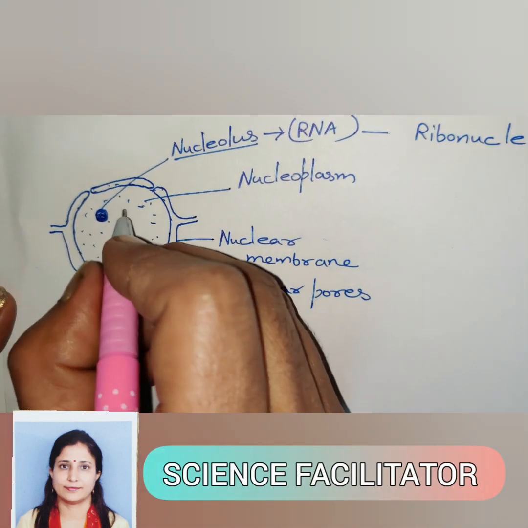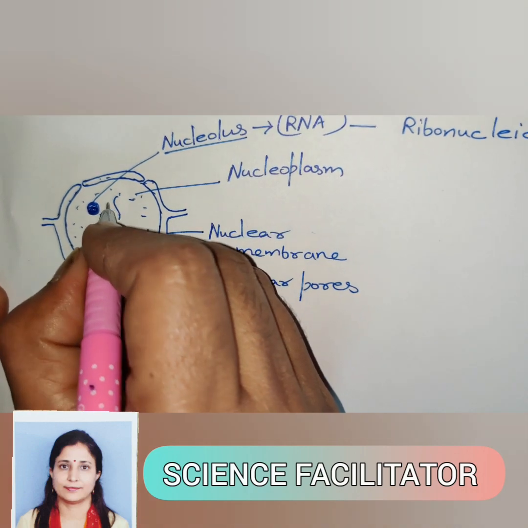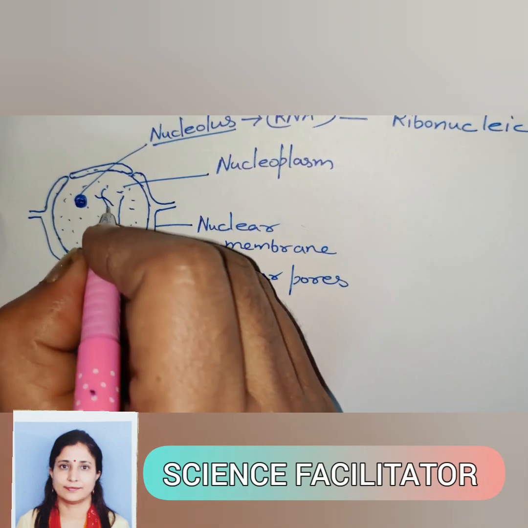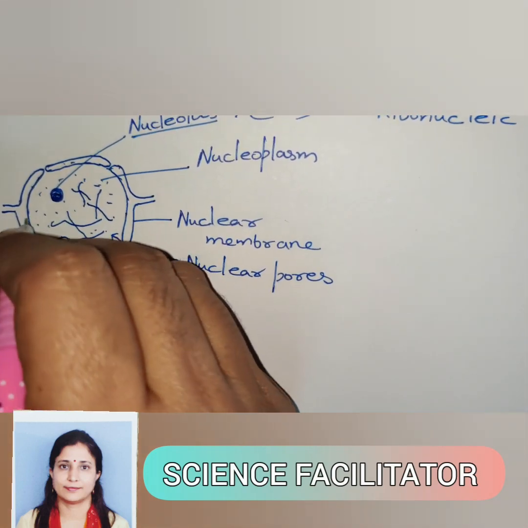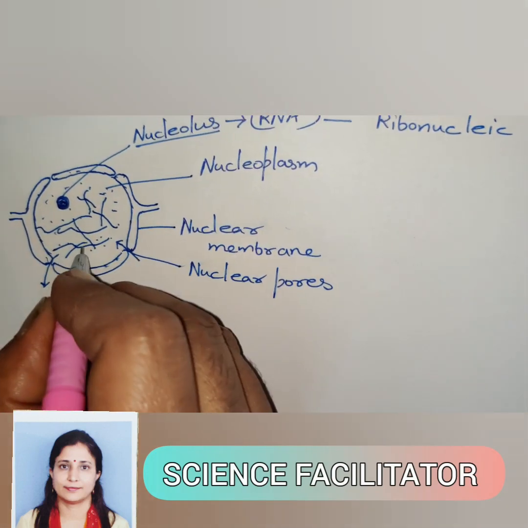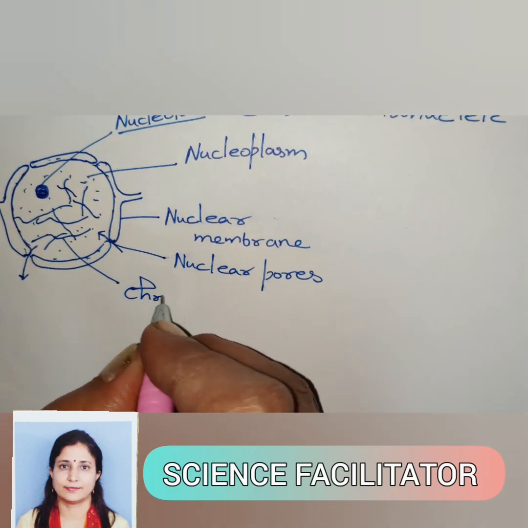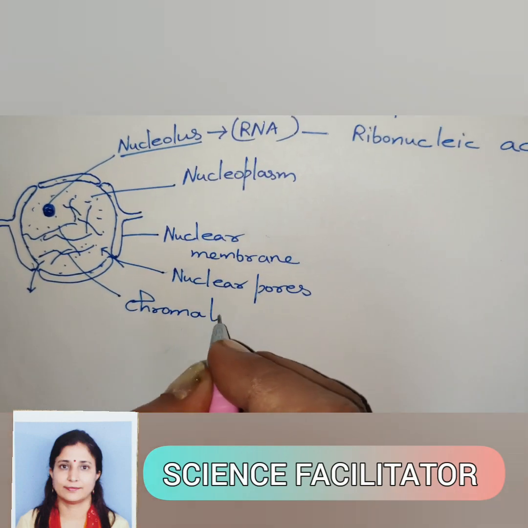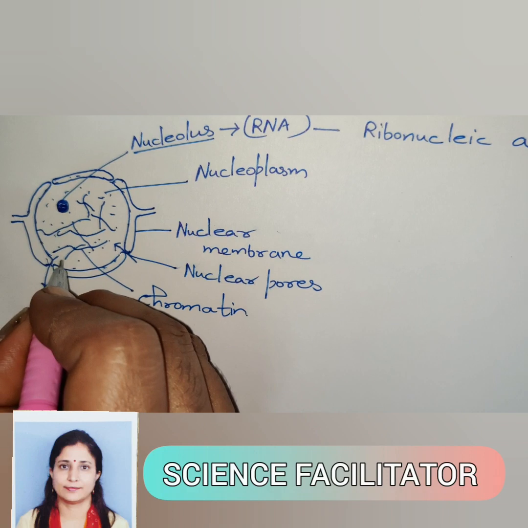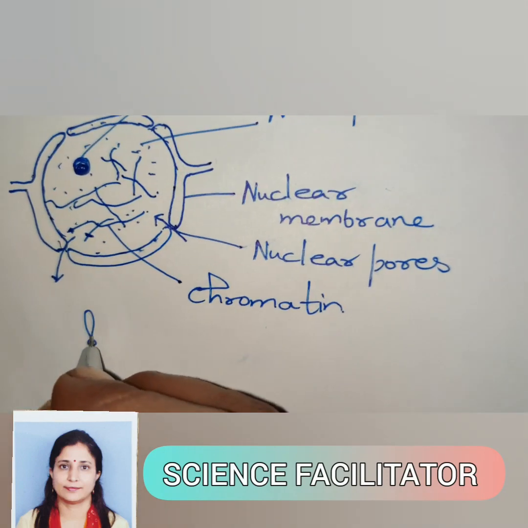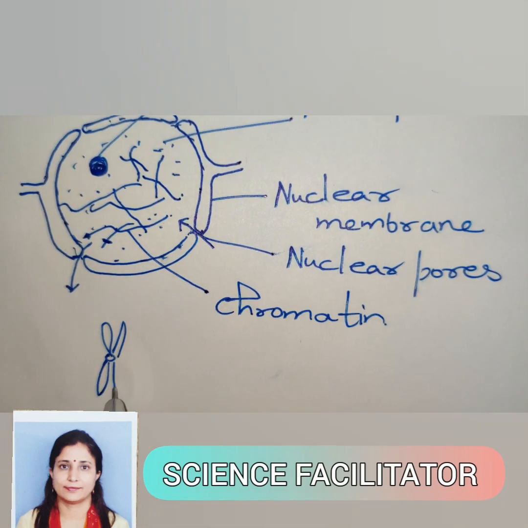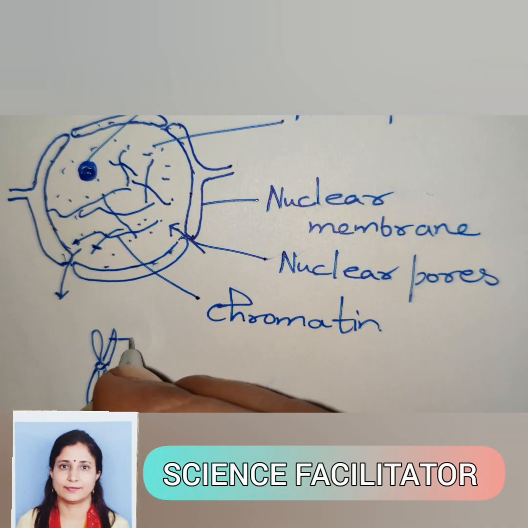And the most important component in the nucleus is the thread-like network. Thread-like structures are there, known as the chromatin. They carry hereditary units on them, known as the genes.